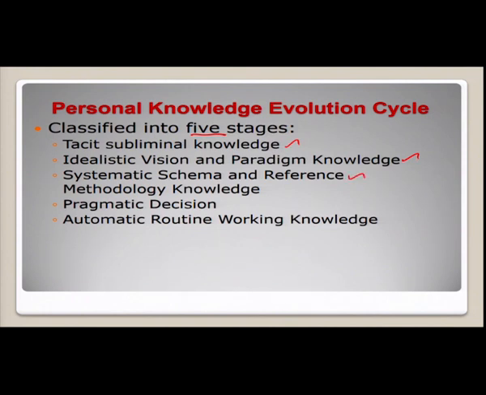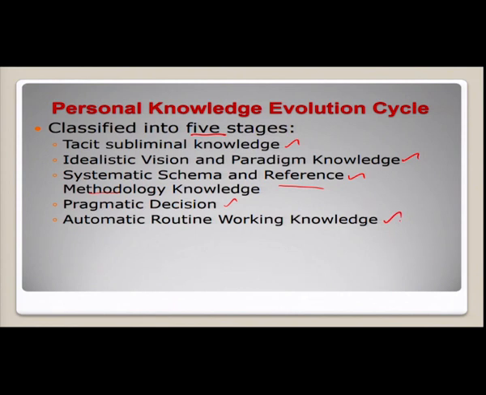Supposing we are going to write a research paper, or a white paper in your organization, based on the work that you have carried out, you refer a few things. You refer that you have used this particular concept from this particular project. So, you do a referral methodology, that is called a reference methodology. Then the fourth stage is the pragmatic decision. The fifth stage is automatic routine working knowledge.